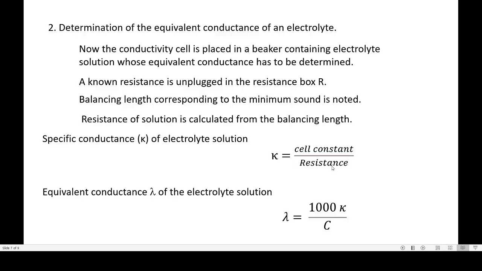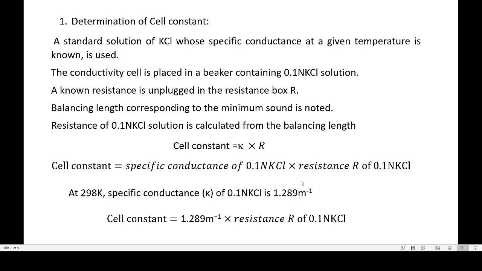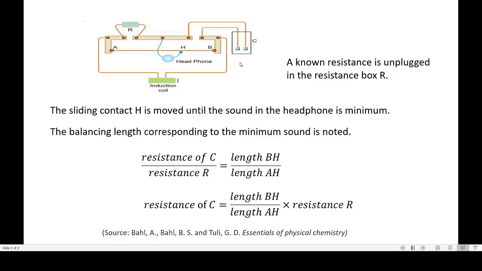So to determine the resistance of the given electrolyte solution, the solution is taken in a beaker and the conductivity cell is dipped in it. Again, as we said earlier, known resistance is unplugged and the sliding contact is moved until the sound in the headphone is minimum. So the balancing length is noted corresponding to the minimum sound, that is the point at which minimum sound is heard, and the resistance of the electrolyte solution is calculated using this expression.